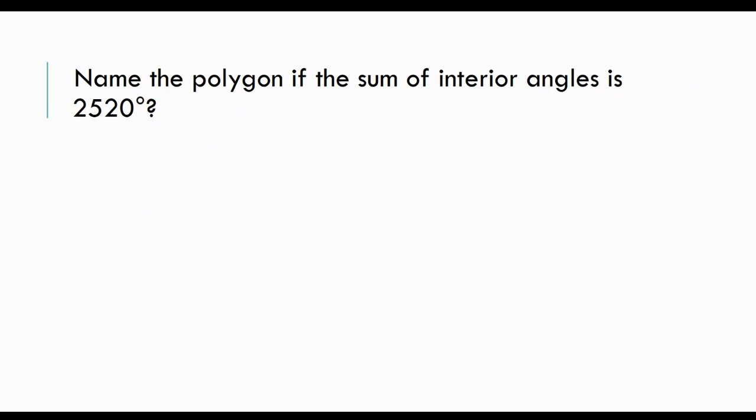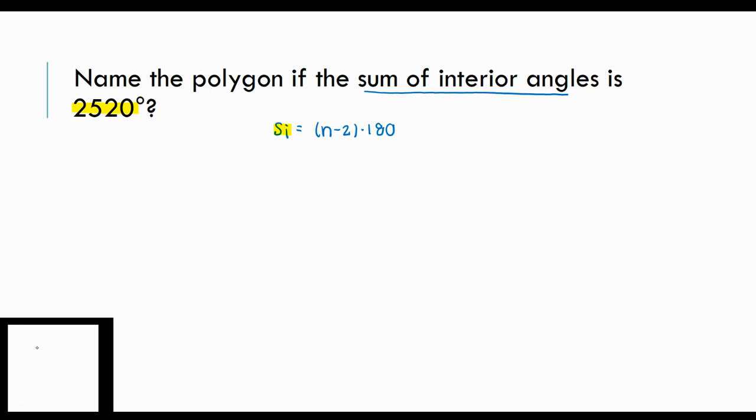Okay, this problem says, name the polygon if the sum of the interior angles is 2,520. So same idea. Sum of the interior angles is using the formula of n minus 2 times 180. Because they want us to name the polygon, we do not know what n is. But I know that all of the angles are adding up to this 2,520. So that is the sum of my interior angles. So I'm going to substitute that in. 2,520 is going to equal n minus 2 times 180.